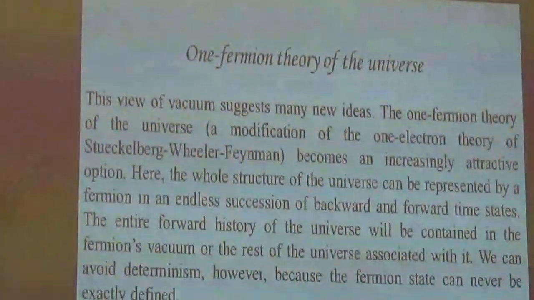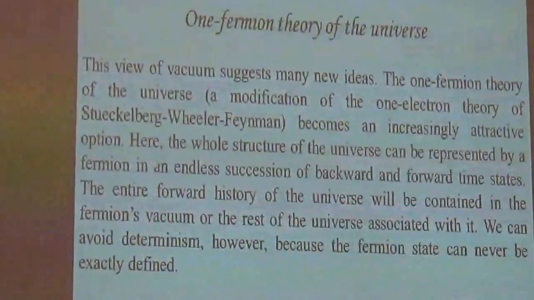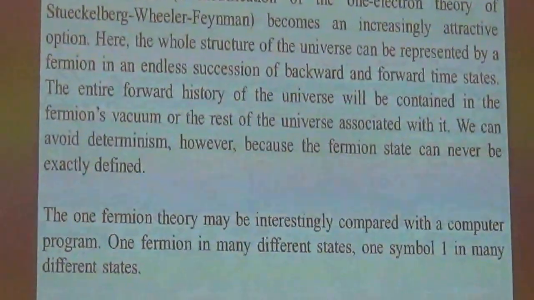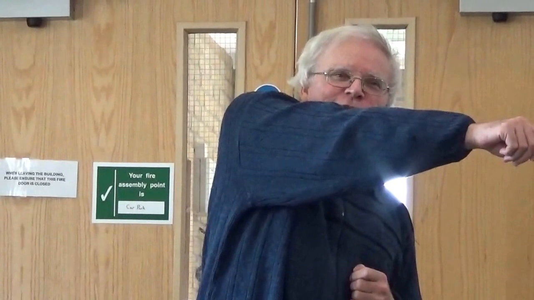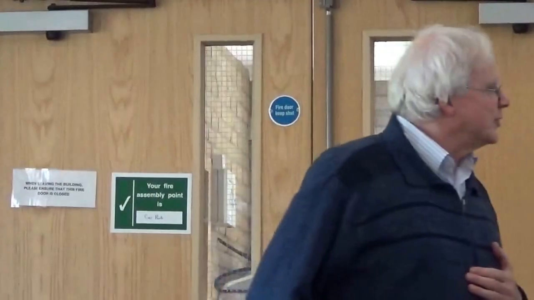many new ideas. I'm a big fan of the one fermion theory of the universe, which is a modification of the one electron theory. And you can represent the whole of the universe by affirming an endless succession of backward and forward time states. The entire forward history of the universe is contained in that one fermion's vacuum. But of course you can't access it, because you can only access the fermion. But the entire history is there. But it's not deterministic, because you can never define that fermion. So it stops it being deterministic.